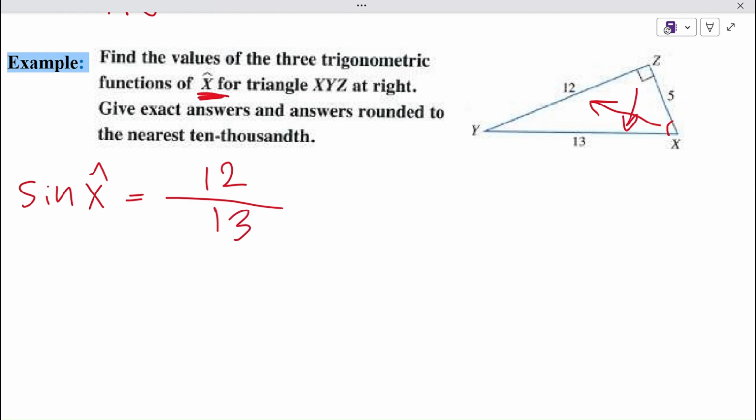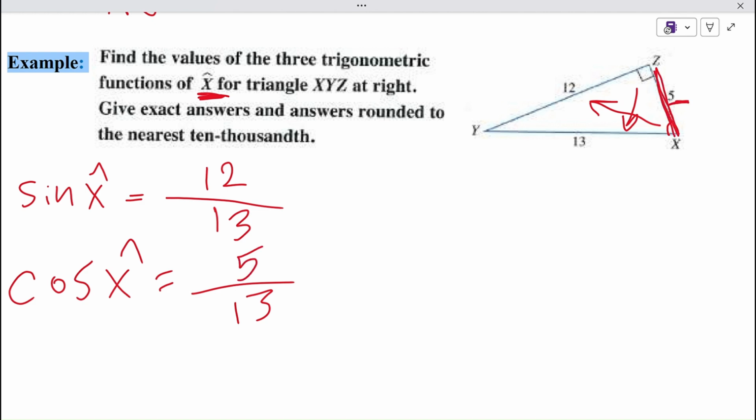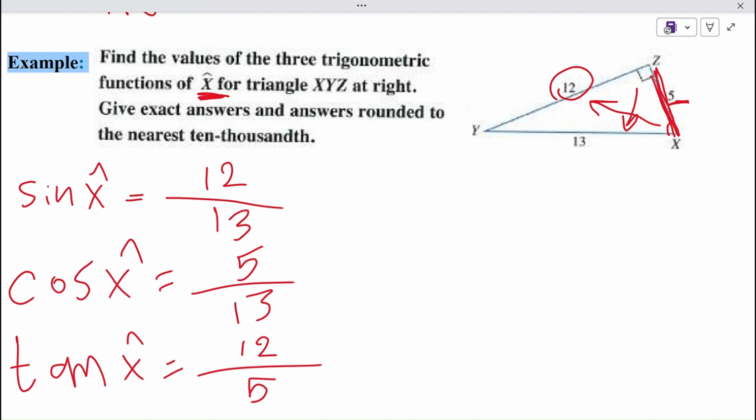What about cosine? Cosine of x is equal to adjacent over hypotenuse. The hypotenuse is 13, we know this. So, where is the adjacent? The adjacent of x is 5. Look at this side. So, we know all of this. What about tangent? Tangent of x is equal to opposite, which is 12, over adjacent, which is 5. Okay, guys? That's all. This is the easiest lesson, guys. You just have to know the role of these three trigonometric functions.